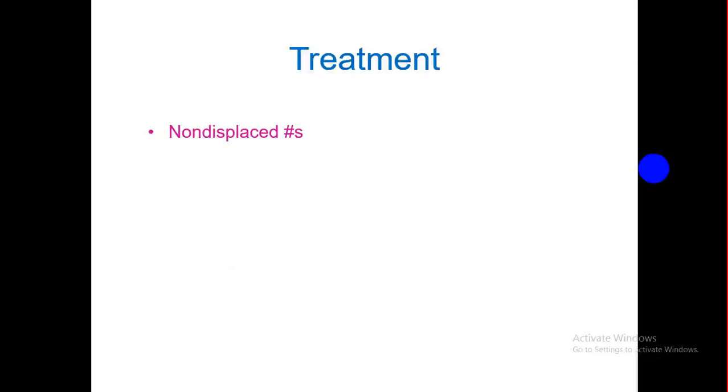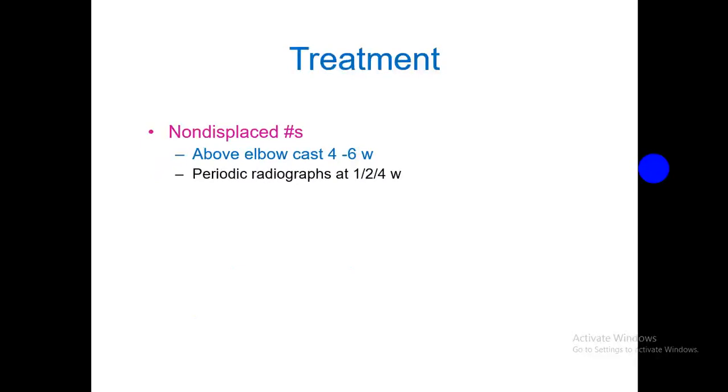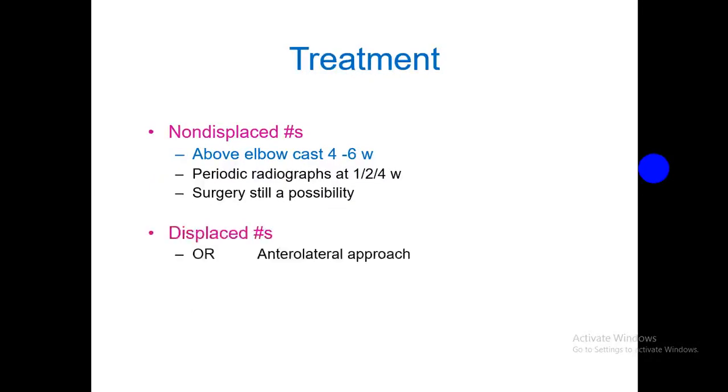Okay? Non-displaced fractures, you put in an above-elbow cast for 4 to 6 weeks in supination to relax the extensor group of muscles, with periodic radiographs at 1, 2, and 4 weeks. Surgery is still a possibility. Explain this to the parents so that they don't get frustrated.